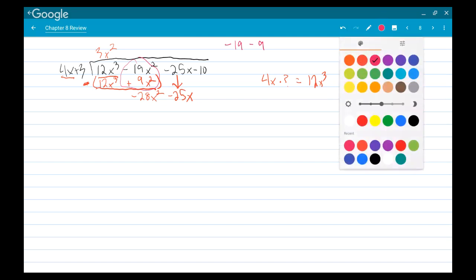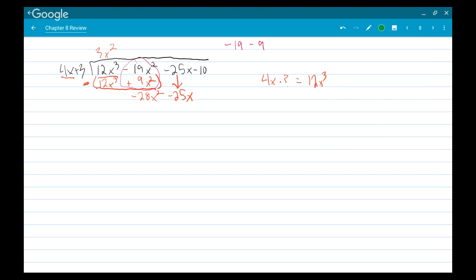Once you've brought the next thing down, you are doing the exact same thing again, okay? Except now you're working with the 4x and the negative 28x squared. So you're doing 4x times what gets you negative 28x squared, okay? And you do want the negative, okay? So you're going to put negative 7x up top, okay? Once you start dealing with negatives, you do have to be a little bit careful, okay? But you're doing negative 7x times 4x. That's going to give you the negative 28x squared. And then negative 7x times 3 is negative 21x.